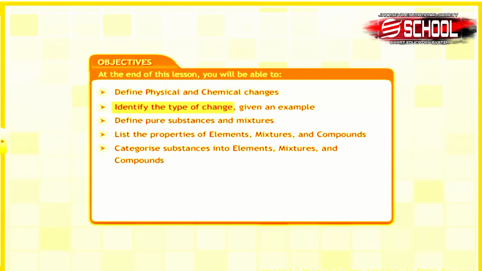Identify the types of change, given an example. Define pure substances and mixtures. List the properties of elements, mixtures, and compounds. And categorize substances into elements, mixtures, and compounds.